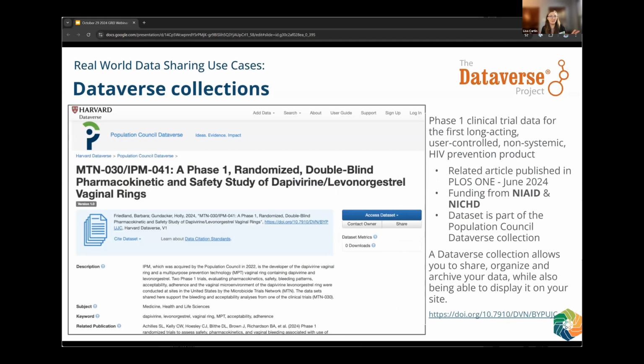Before I start going through each of these, you can see on each slide I've tried to highlight where related articles have been published and which NIH ICs have funded the data. But with that, I want to get into these examples quickly. So here we've got Dataverse, and I wanted to highlight their collection feature. This data set is part of a collection, and collections in Dataverse allow you to bring together whatever data you want in one place, and then you can even use widgets to take that data and display it on other sites. So that gives you a little bit of an interactive option.